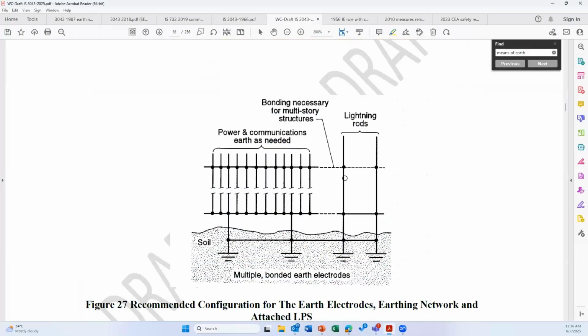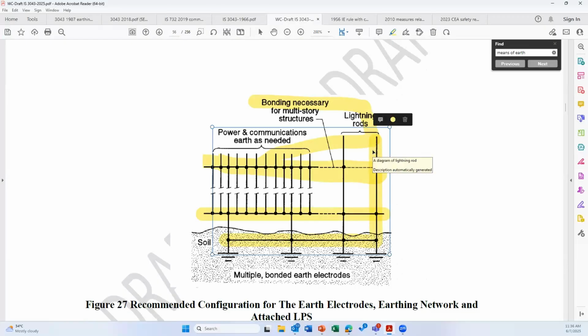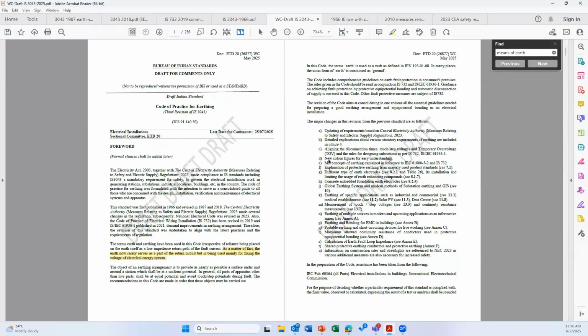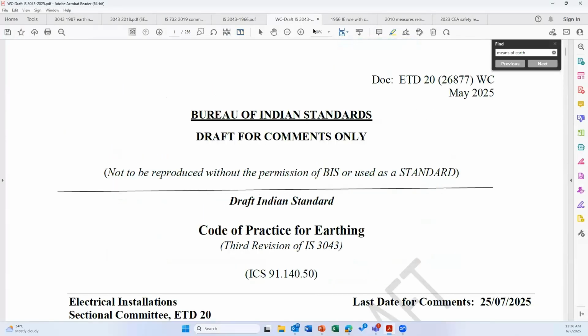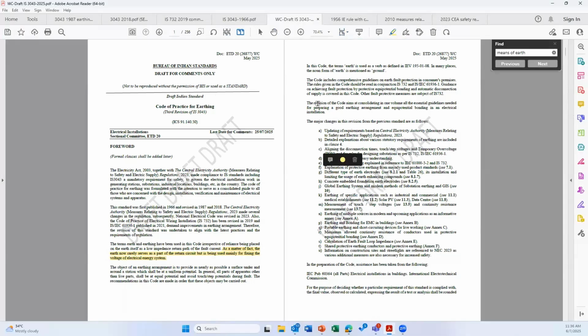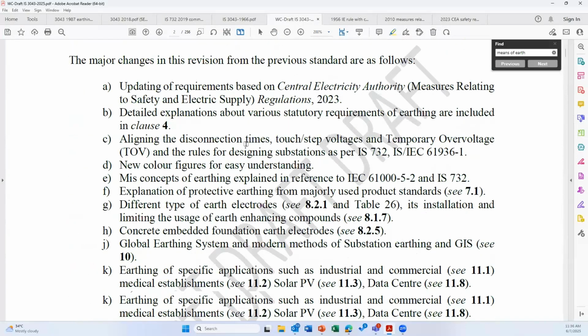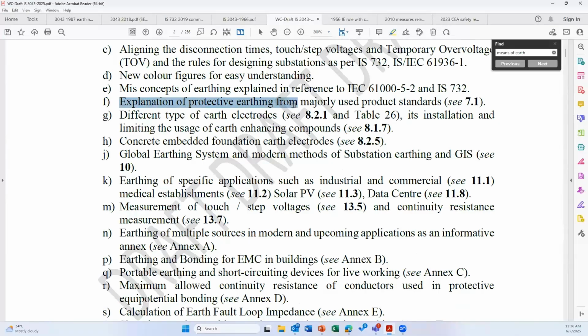Now, for multi-storied buildings, if you cannot maintain separation distance, then the whole earthing looks like this one. You have to bond all the metal parts, including the lightning down conductor, from the top to the bottom of the building. So many equipotential bondings. The idea is there is no potential difference, there is no failure. So basically, in the new code of practice, this kind of misconceptions, which were already there in different standards, are being consolidated and included, which is very good information. The next improvement which is made is, for example, explanation of protective earthing from majorly used product standards.